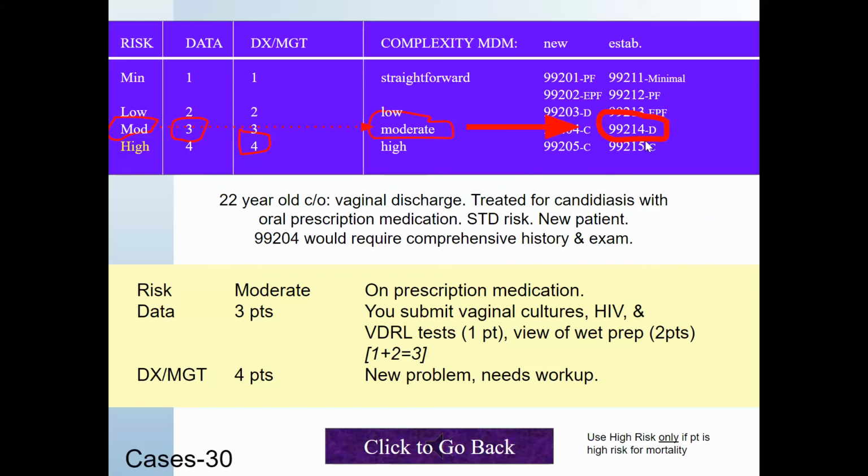And I think in this example, I circled 214, but I really meant to circle 204. So pardon me for that. But I've got it right here. And again, it does make the distinction that if it is a 204, we're going to be using a comprehensive exam. If it is a 214, we would be needing a detailed exam.